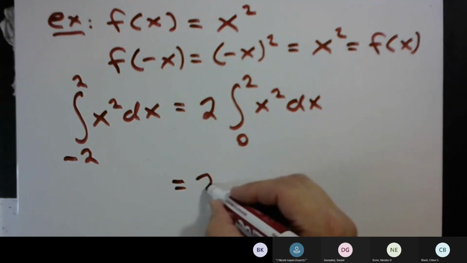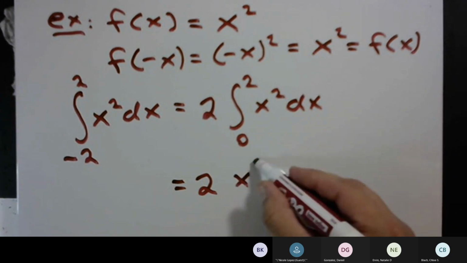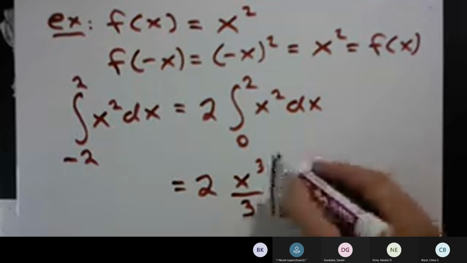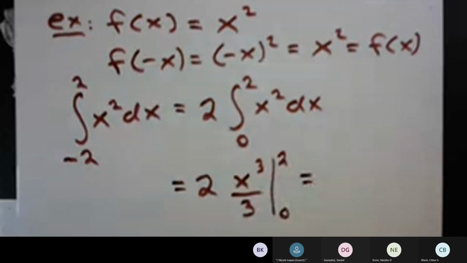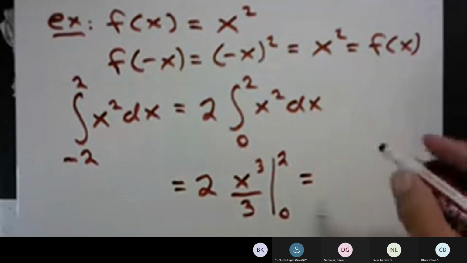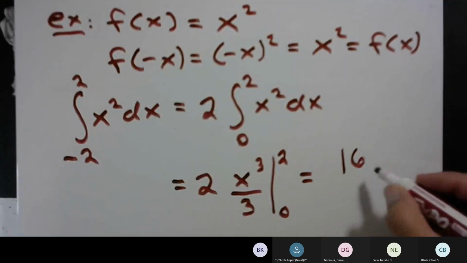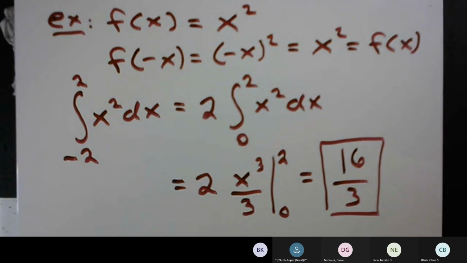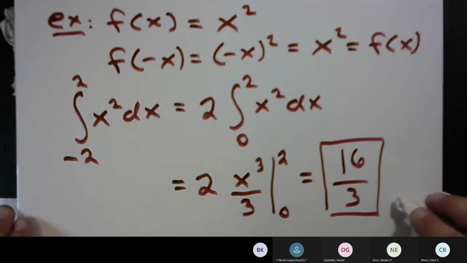And so we do our integral. We'll get 2 times x cubed over 3 from 0 to 2. And that's going to come out to 16 over 3. Questions about that? All right.